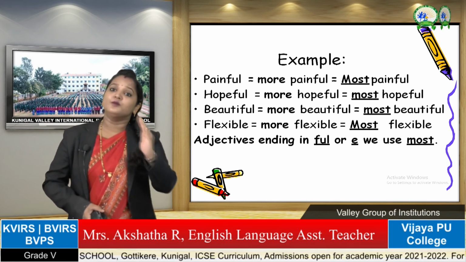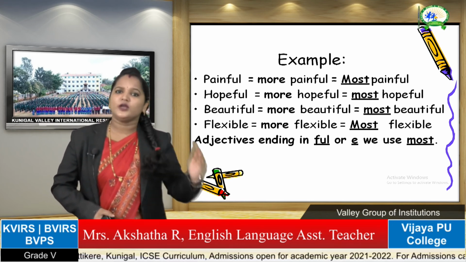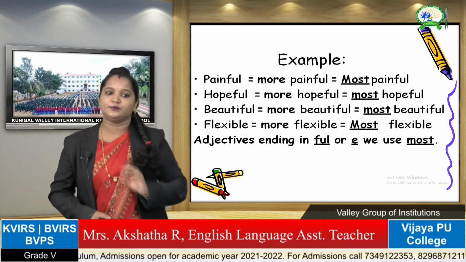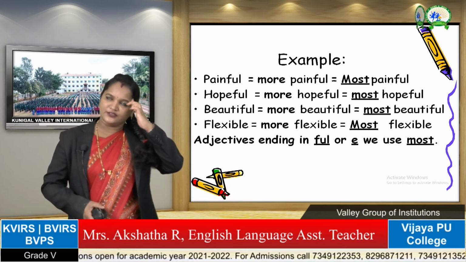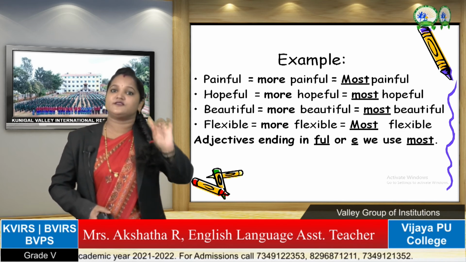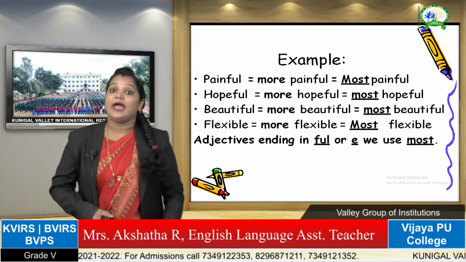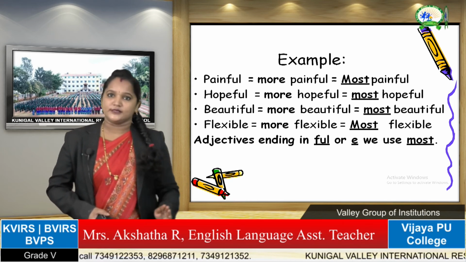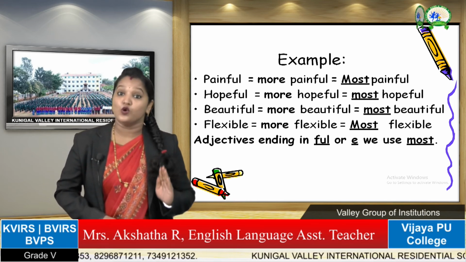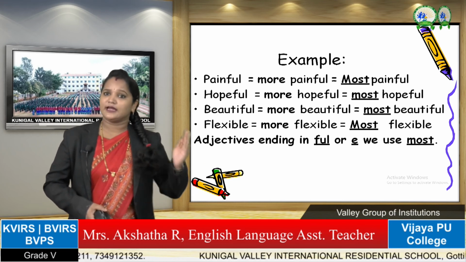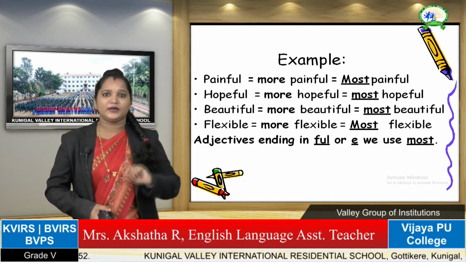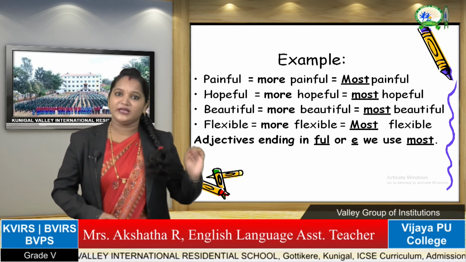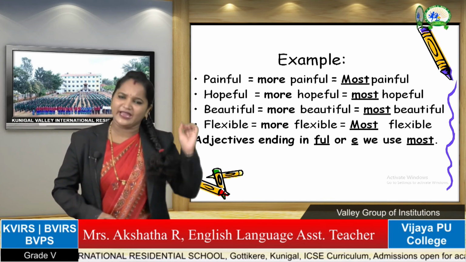Hopeful, more hopeful, most hopeful. Beautiful, more beautiful, most beautiful. Flexible, more flexible, most flexible. So you should keep in your mind, children, whichever adjectives are ending with ful, re or e, you have to write most before the adjective. In the comparative degree, you should write more. In the superlative degree, you should write most. Please pay attention when I speak or explain about the rule of any concept.